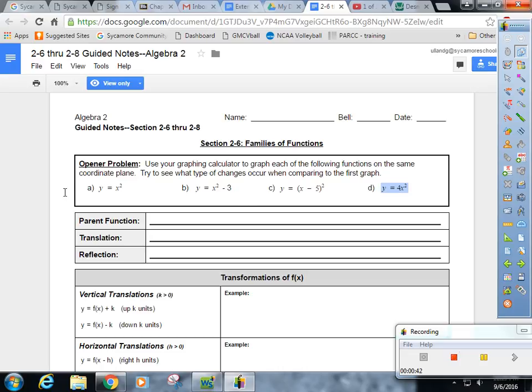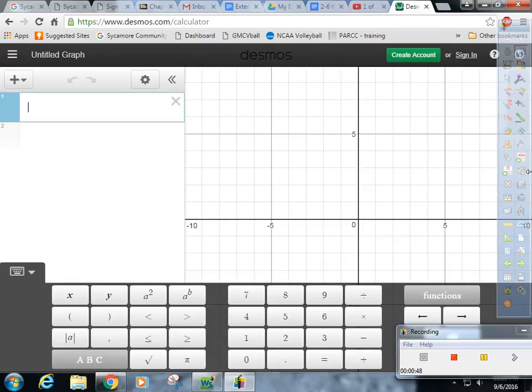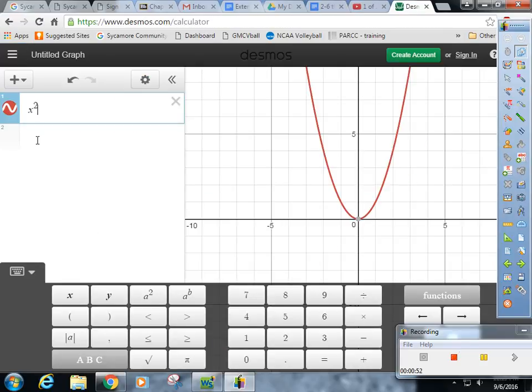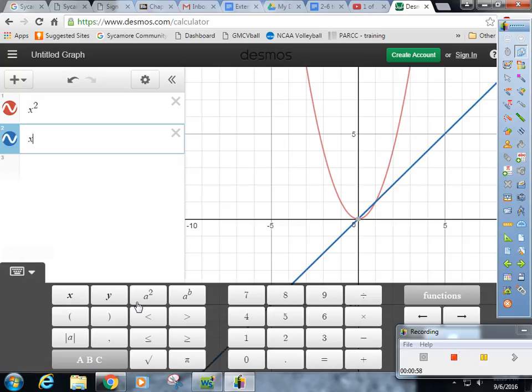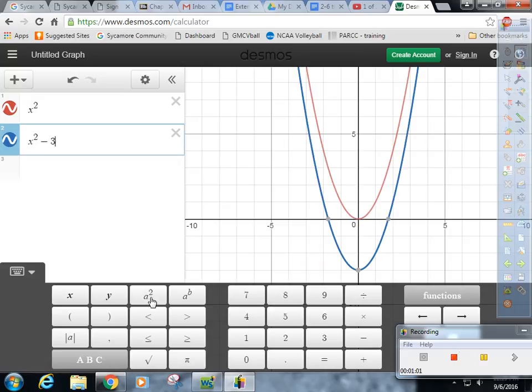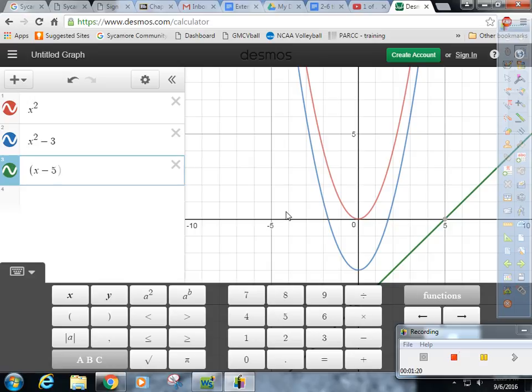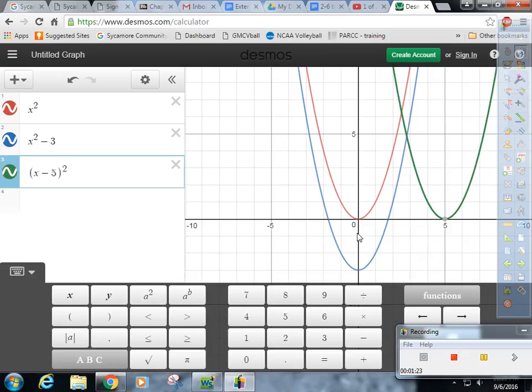Okay? So I'll start by graphing these four things on my graphing utility, which is over here. So x squared looks like that. So that's a parabola whose vertex is right here at the origin. If we write it as x squared minus 3 as in equation B, you can see that the blue parabola goes with this equation and that our parabola has been shifted down 3 units. Okay? If we called it x minus 3, or actually it's minus 5, in parentheses and then squared it, notice that that has moved it 5 units to the right.